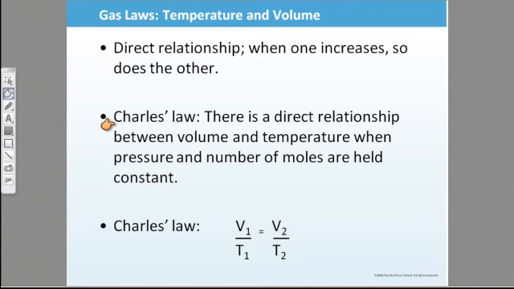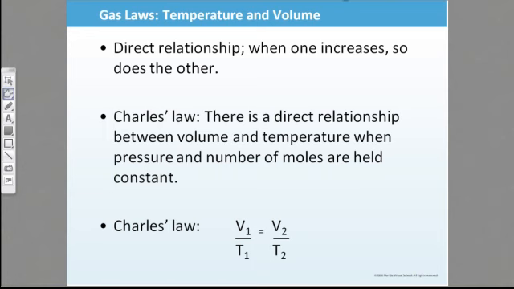This is called Charles's law. Direct relationship between volume and temperature when pressure and number of moles are held constant. So again, we hold two variables constant. We look at the relationship between the other two. And since it is a direct relationship, they would be divided. So V1 divided by T1 equals V2 divided by T2.